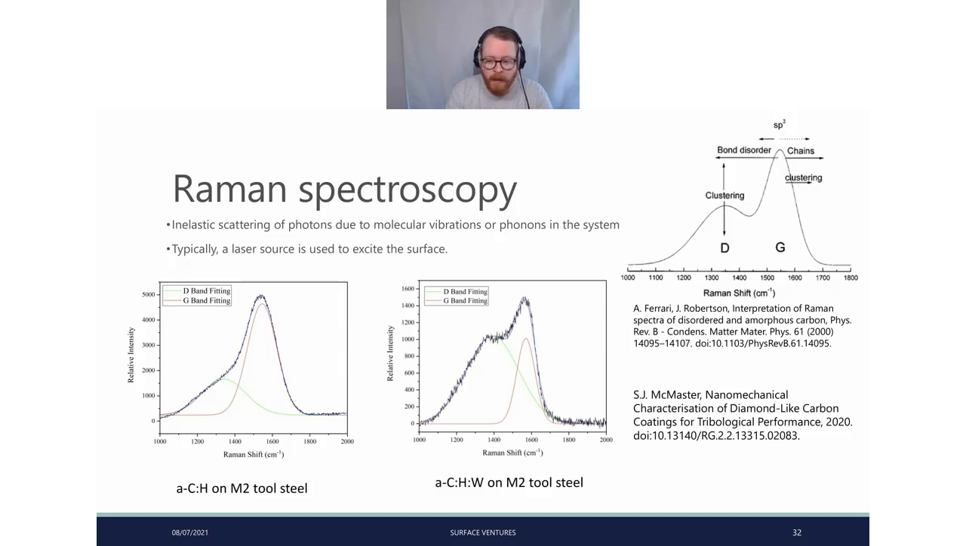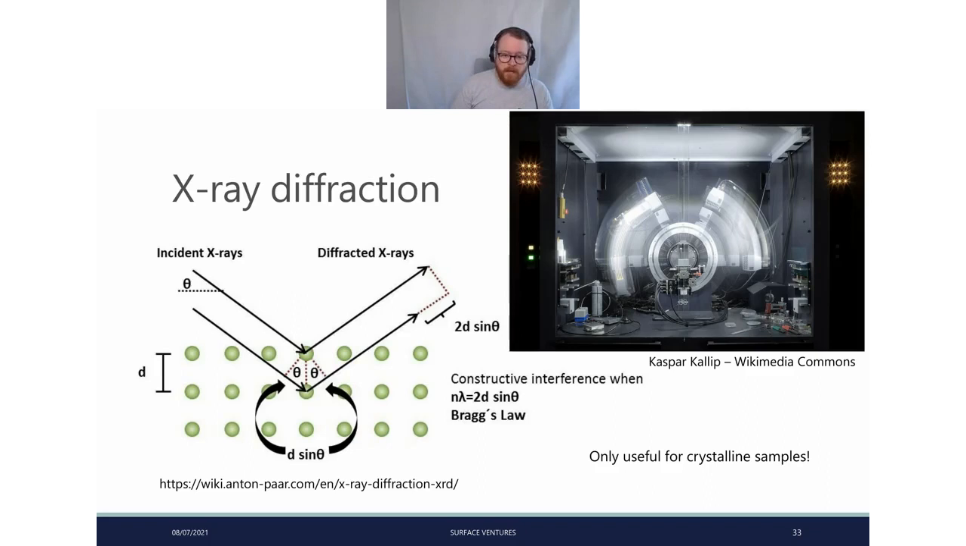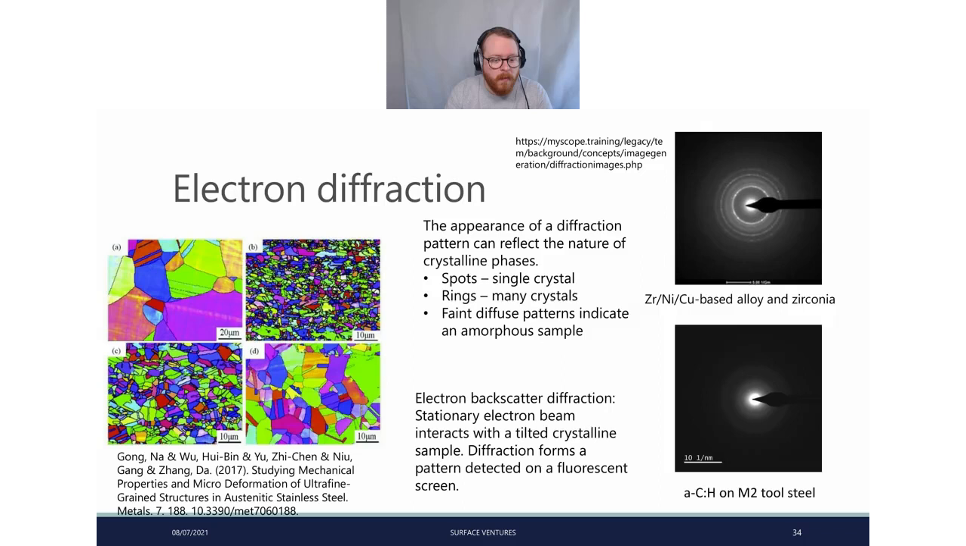You want X-ray diffraction if you're looking specifically for crystalline samples. Essentially look at the Bragg law, so incident X-rays and diffracted X-rays. So the angles that we measure from these are specific to the lattice spacing of each material. And with that, we can then map out what the materials are.